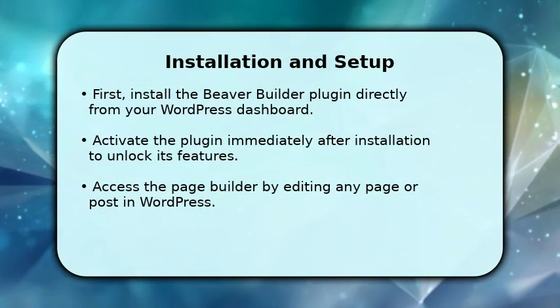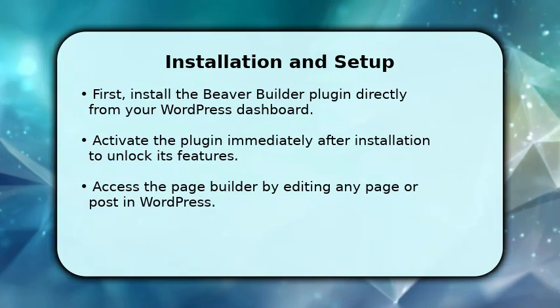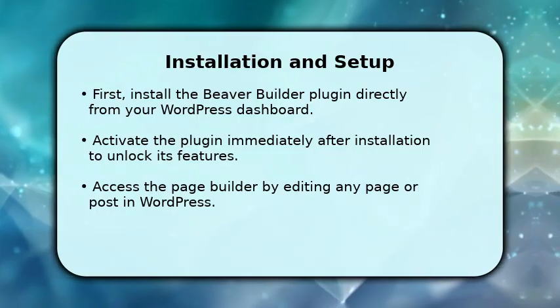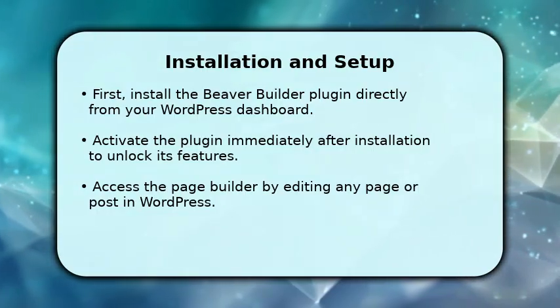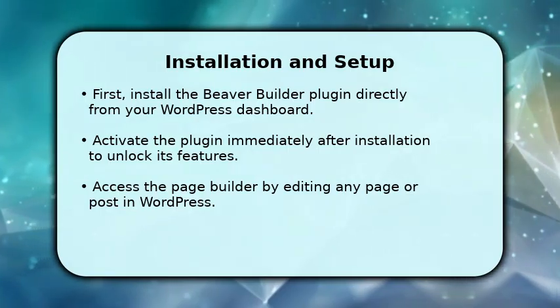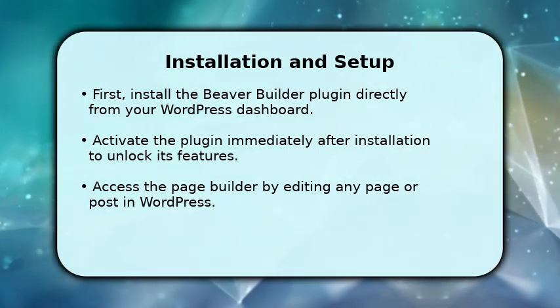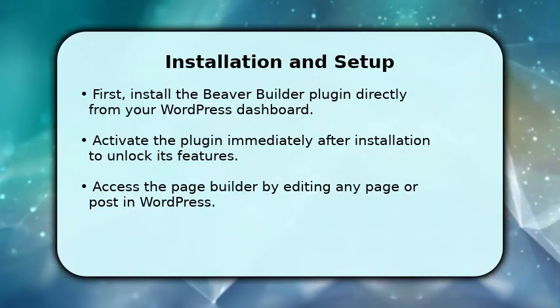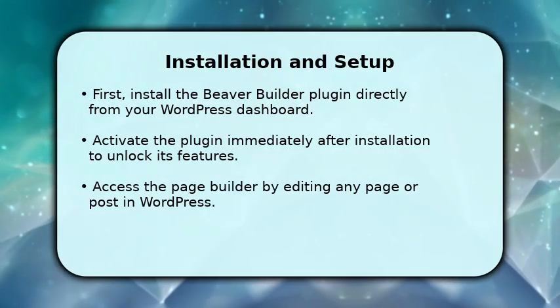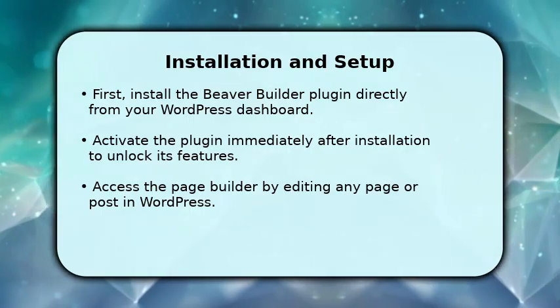To begin, you'll first need to install the Beaver Builder plugin from your WordPress dashboard. Once installed, make sure to activate it to enable all its powerful functionalities. You can then access the page builder by simply editing any existing page or post, or by creating a brand new one. Just click the Launch Beaver Builder button, and you'll be ready to start designing your site in moments.